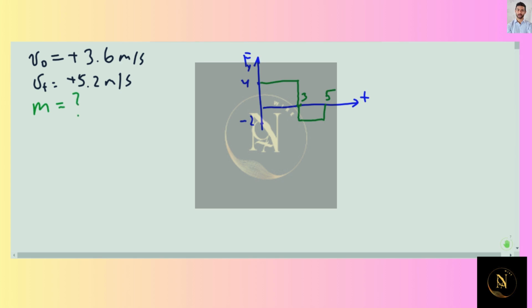Here we have to find the mass of an object, whose initial speed was plus 3.6 meters per second and final speed was plus 5.2 meters per second after the force was applied. The time dependence of the force is shown in the graph.